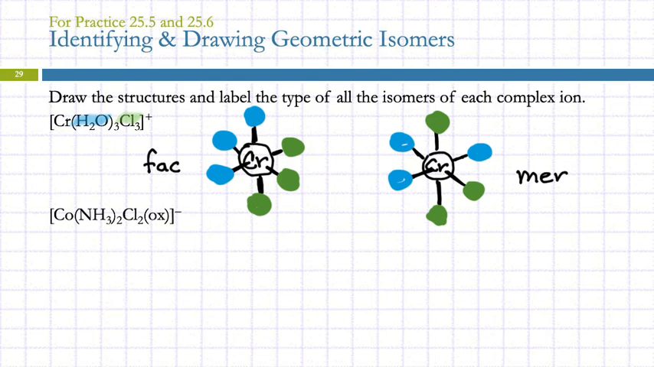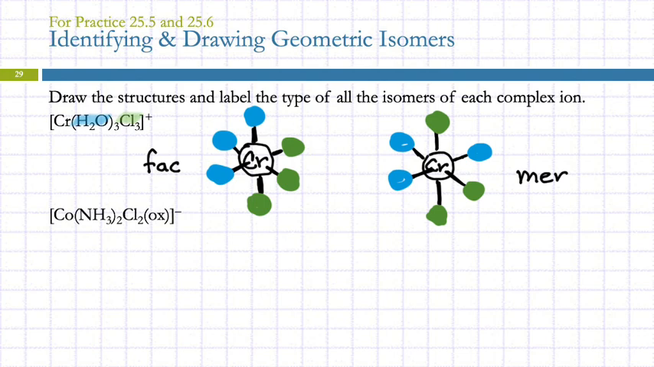whether you care, and also whether sometimes the thing you have is a mixture of both. And so then you don't label it either one. But if you have separated them and you know you have just one isomer, then you would label it fac or mer.